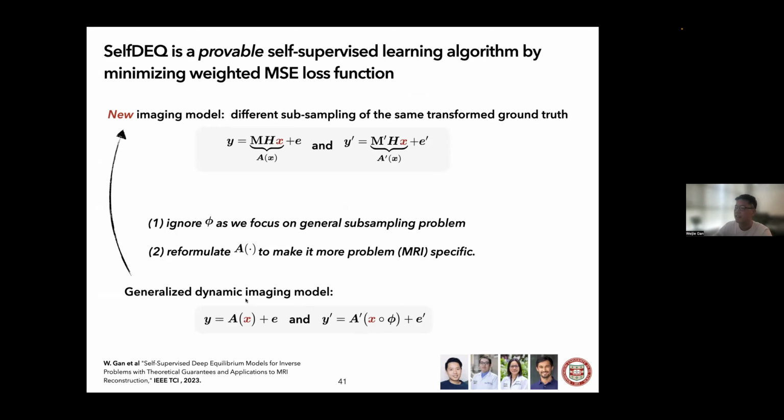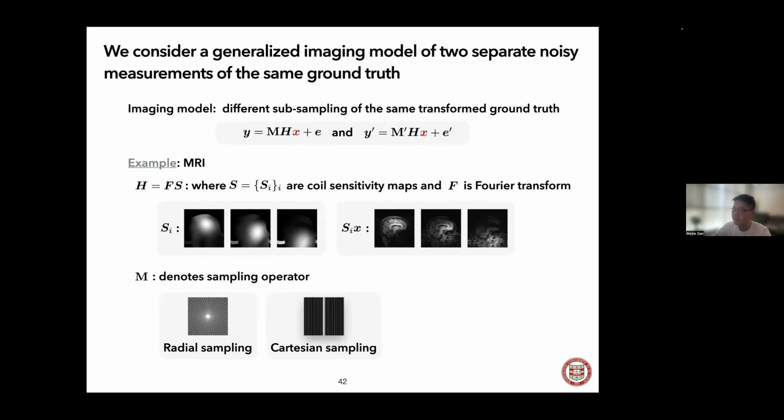The second is that in our previous dynamic imaging model, we considered a general A, which means the decorrelation can in principle be applied to any inverse problem. But now we focus more on MRI. So we reformulate the A to make it more MRI specific. To be specific, this M and H in MRI corresponds to here. The AH is like a transformation that considers a coil sensitivity map and the Fourier transform. And the M here is a sampling operator.